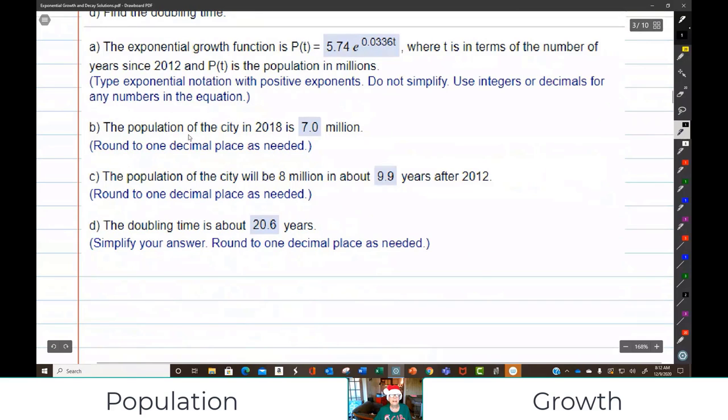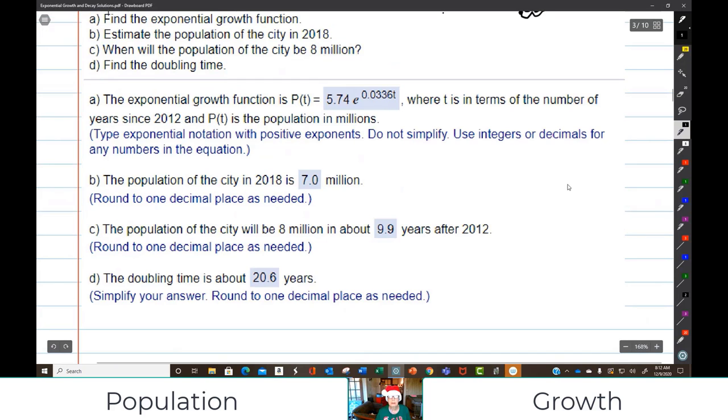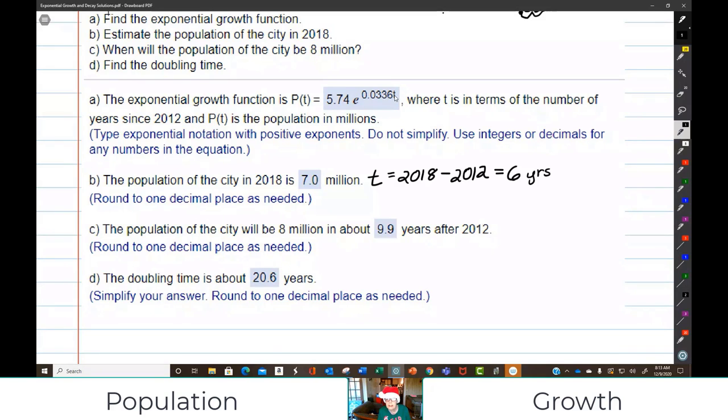So now we're being asked, what is the population of the city going to be in 2018? Here's the answer. You're not supposed to know the answer. We have to arrive at the answer. All right, what is 2018? Don't put 2018 in for T. Instead, what T is going to be is 2018 minus 2012. Because T is the years after 2012. 2012 is the beginning of time for your study. 2018 minus 2012 is 6 years, okay? You don't put the years, you just put six. So we're going to put a six in there for the T.